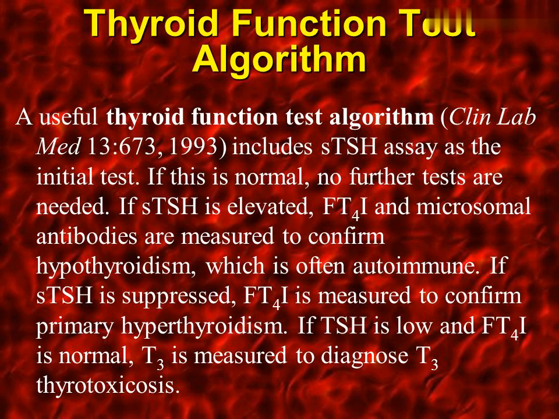Thyroid function test algorithm. A useful thyroid function test algorithm, Clin Lab Med 13:673, 1993, includes sTSH as the initial test. If this is normal, no further tests are needed. If sTSH is elevated, FT4I and microsomal antibodies are measured to confirm hypothyroidism, which is often autoimmune. If sTSH is suppressed, FT4I is measured to confirm primary hyperthyroidism. If TSH is low and FT4I is normal, T3 is measured to diagnose T3 thyrotoxicosis.